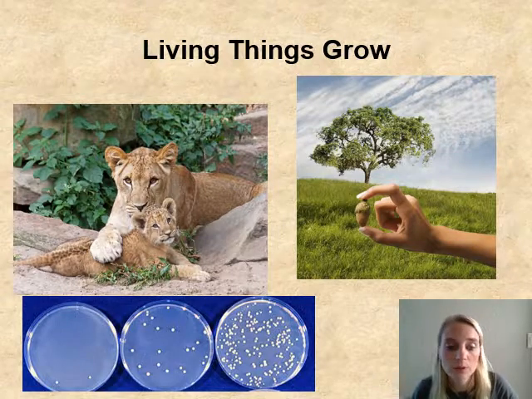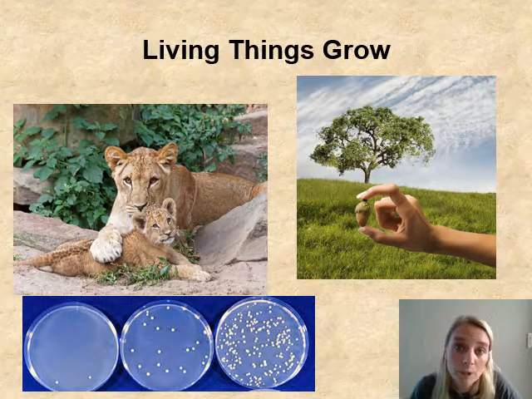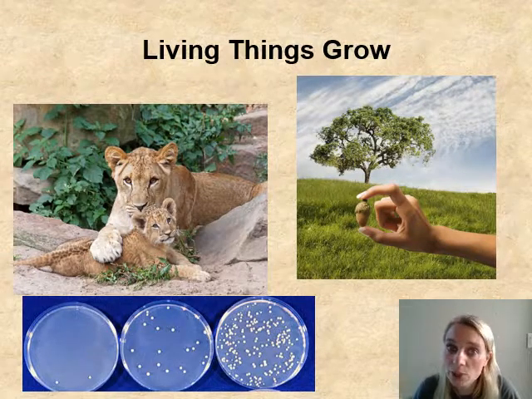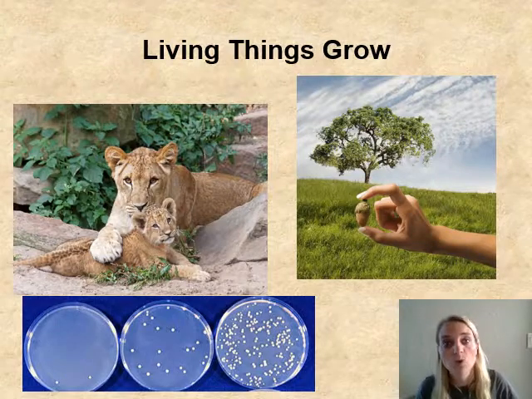So here are some examples. A little lion cub will eventually become an adult lion. An acorn will become a huge oak tree. Here are a few bacteria reproducing and becoming more bacteria. So growth is one of those requirements of life.